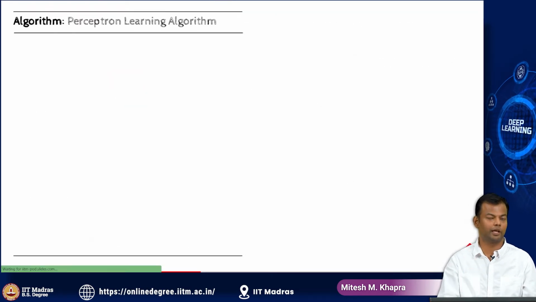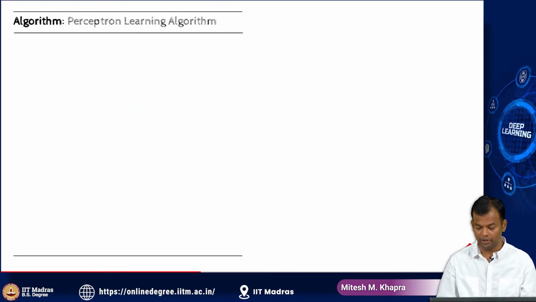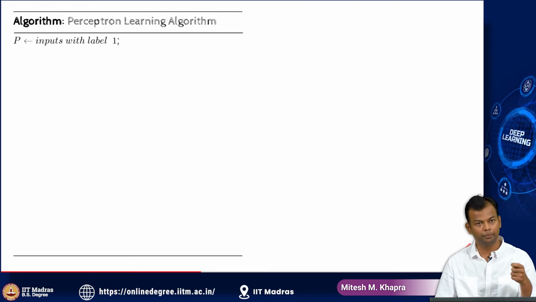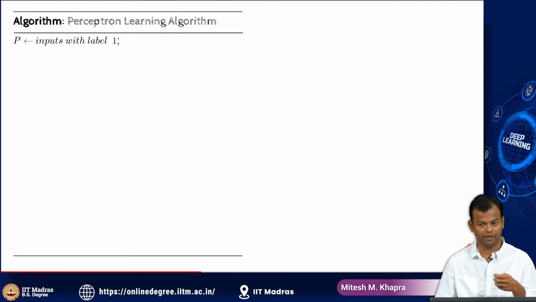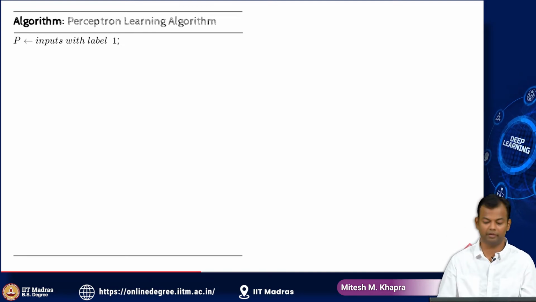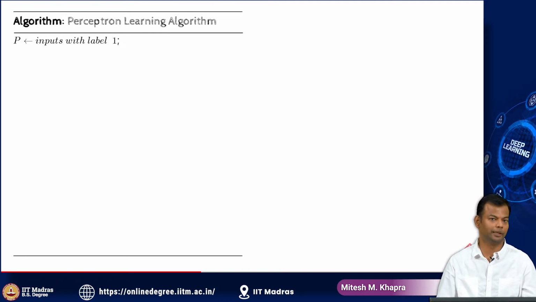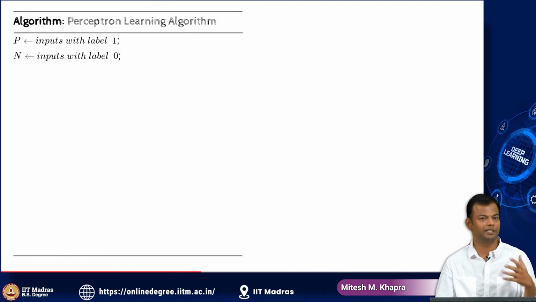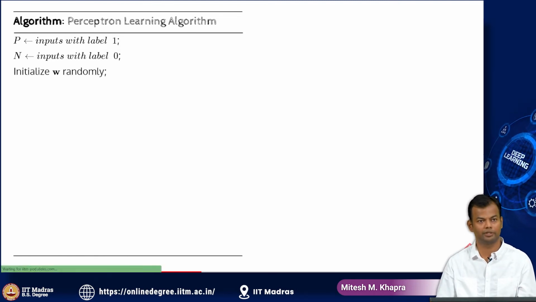Now let's try to look at the Perceptron learning algorithm. So I'll define some notation. Let P be all the inputs for which the label is 1, right? So these are all the positive points that we have been calling in all our discussion earlier, right? And N is all the inputs which have a label 0. So these are all the negative points, right, in our discussion earlier.